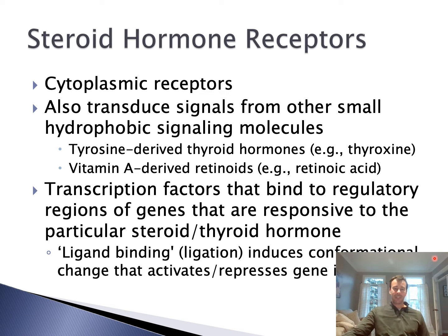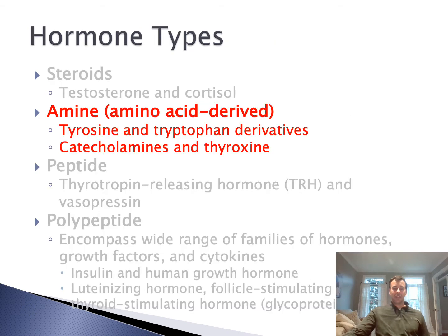What happens is there's ligand binding, in which the steroid binding to the transcription factor induces a conformational change that either activates or represses gene expression. That's steroids. Let's talk about the next class, amine or amino acid derived hormones.